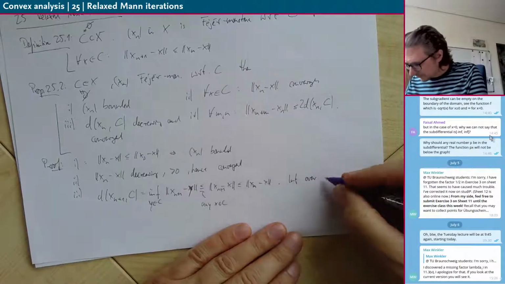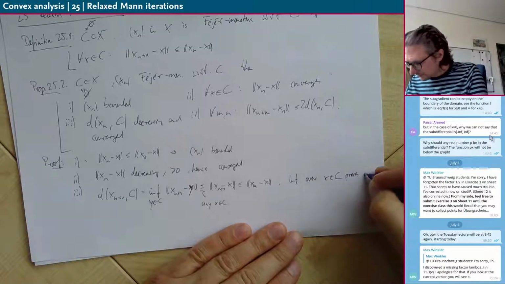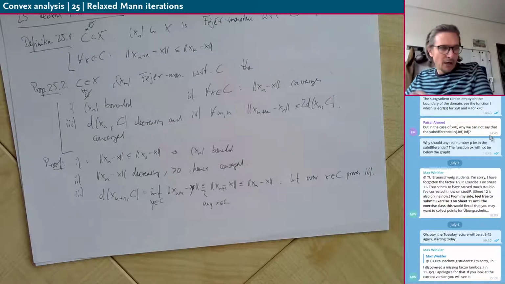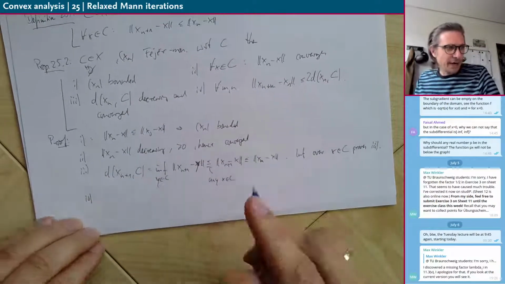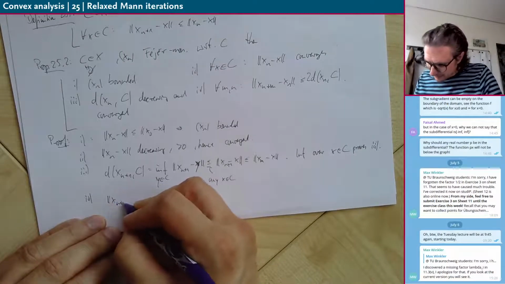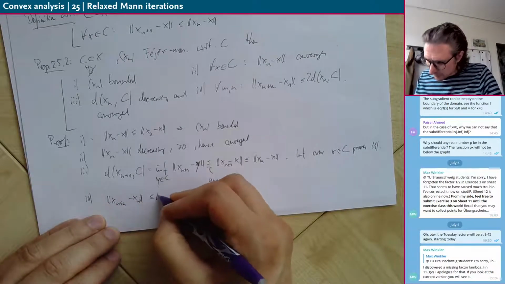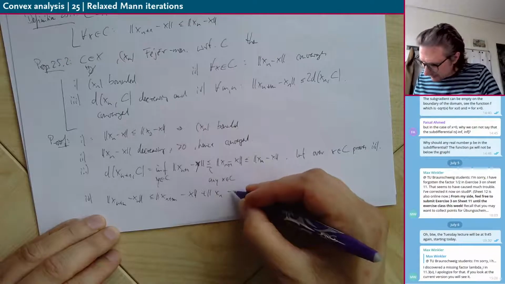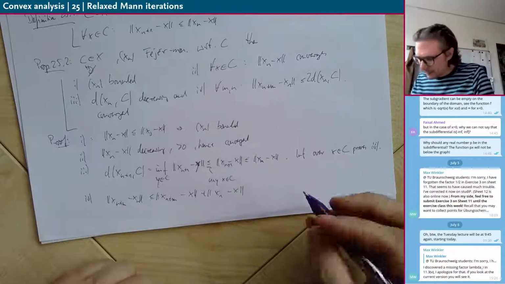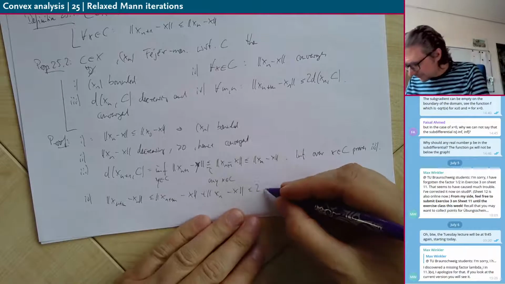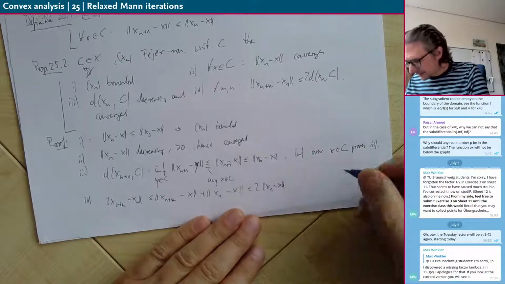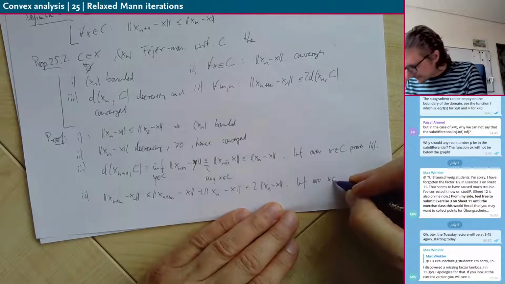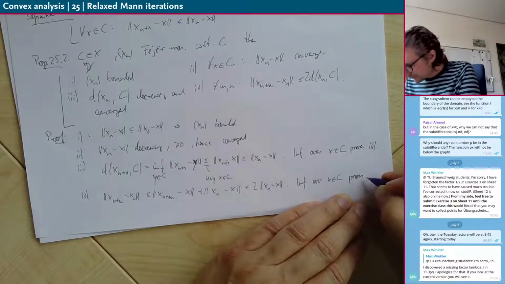Infimum over x and c proves 3, because the left hand side does not depend on the x. Okay, and for the fourth, it's just the triangle inequality. So if you have ||x_{n+m} - x_n|| smaller equal ||x_{n+m} - x|| + ||x_n - x||, and then Fejér monotonicity shows us it's smaller than 2 times ||x_n - x||, and then again the infimum over x and c proves number 4.